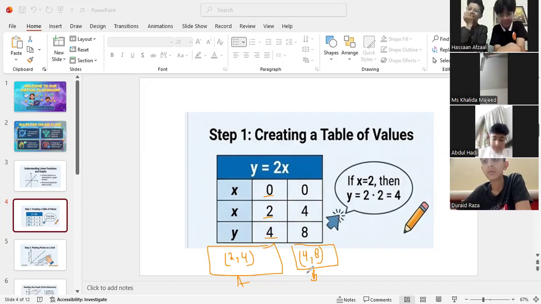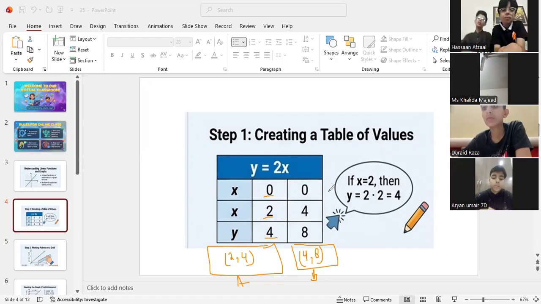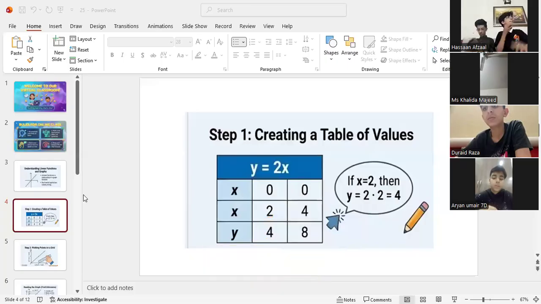Now, how will I plot the points? Plotting the points is the same as we have already done in class, how to plot points on a Cartesian plane. Clear? So this concept is not new for you. This is an old concept. I will move further.